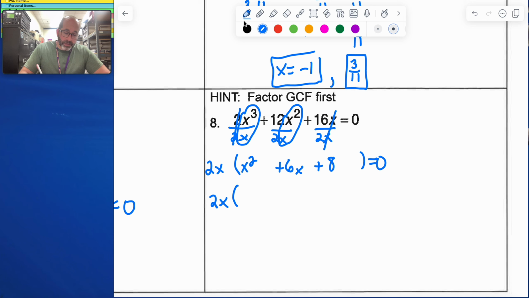We're going to look at this and figure out, this is not a difference of squares. It's not like the last problem we just did. This is just straight factoring. Factors of 8 that add up to 6. Okay? Those factors for 8 are 1 and 8, 2 and 4. 2 and 4 add up to 6.